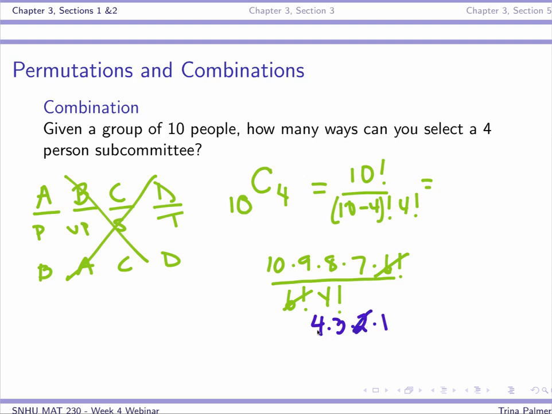So my 2 and my 4 will cancel with 8. 3 goes into 9 3 times. 3 times 7 is 21. 21 times 10 would be 210. So there are 210 ways you can make a 4-person subcommittee if you have 10 people.